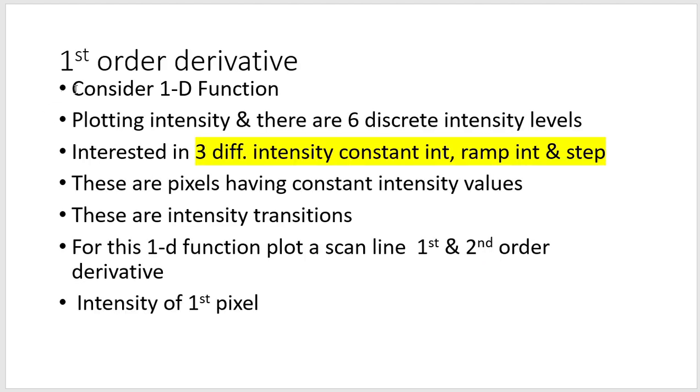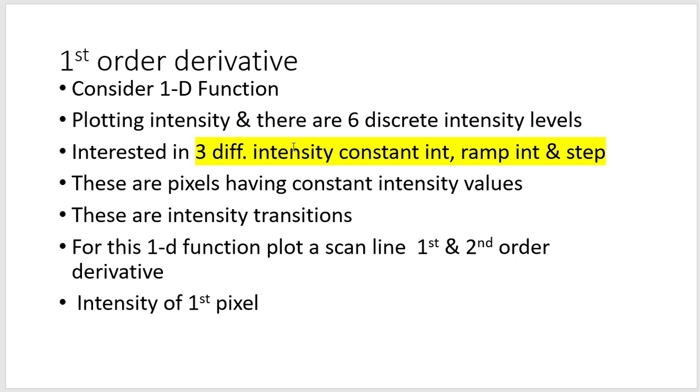Now we'll discuss the first order derivative. In the first order derivative, we are considering a 1D function and plotting intensity along with 6 discrete intensity levels. We are interested in only 3 different intensity features: constant, ramp, as well as step. So these are the pixels having constant intensity values, and these are the intensity transitions.